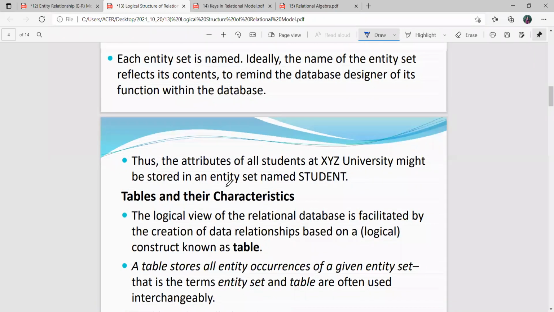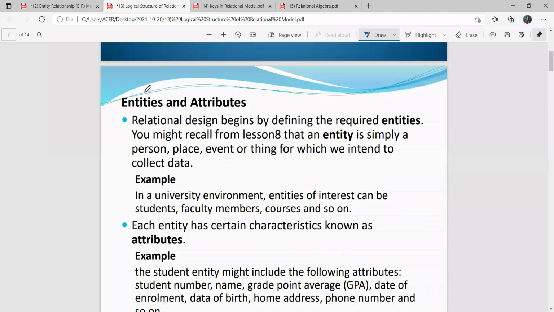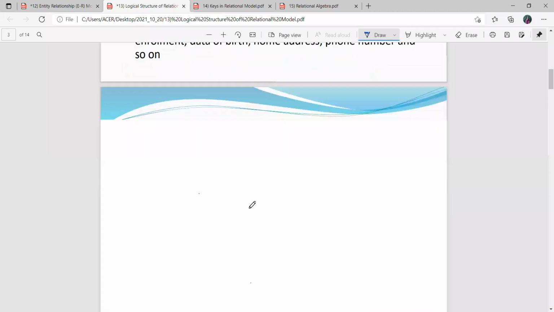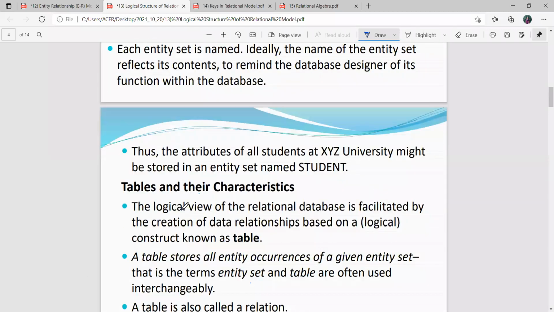This is about the ER diagram or the entity relational model. In that case, we discussed the entities and the attributes. Now we are going to discuss the relational model. In the relational model, we are going to discuss tables and their characteristics. The ER model belongs to ER design, that means the ER diagram.